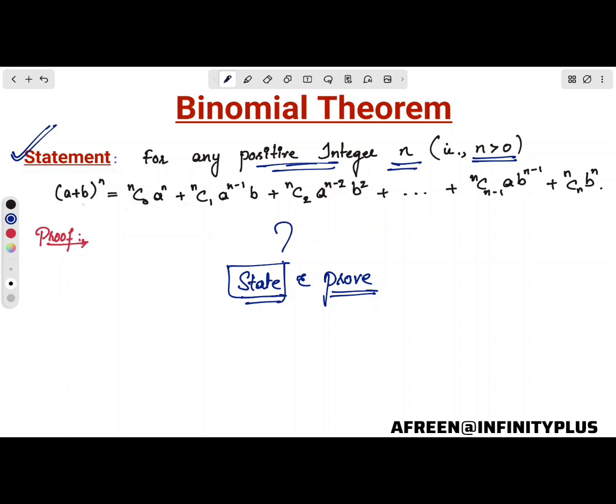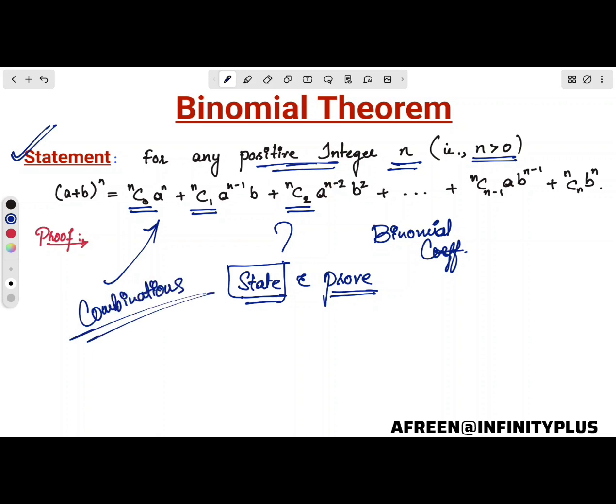So the expression (a + b)^n can be written as nC0 a^n plus nC1 a^(n-1) b plus nC2 a^(n-2) b^2 plus etc., up to nCn b^n, where nC0, nC1, nC2, all these are binomial coefficients. You people are well known with these binomial coefficients which you have encountered in your permutations and combinations chapter.